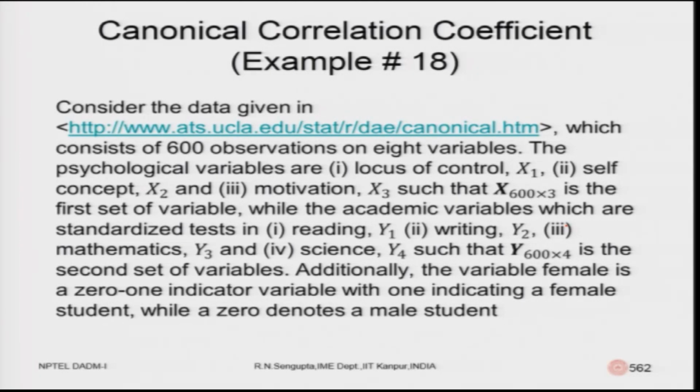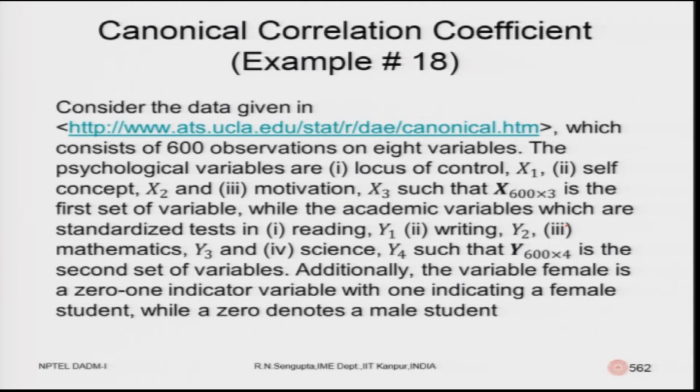The psychological variables are locus of control, which is a part of the medical studies, and self concept, or the general concept level which a person has. These 600 observations pertain to individuals. And the motivation level. We want to have X as a matrix of size 600 cross 3, where 600 is the number of observations for each of these 3 variables, and this is the first set of variables.